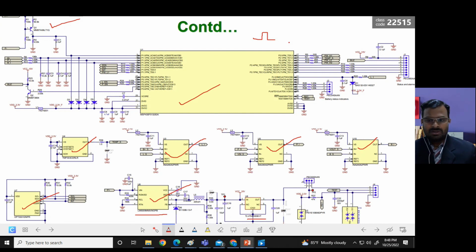Hope it is clear. I have not gone into very specific details of each and every component. I have just generally told what is happening inside this circuit, because if I go into each and every component, it may take a lot of time to explain. So I have just given a general idea. If you have any doubts, please let me know. Whatever possible way I can explain, I will explain to you.